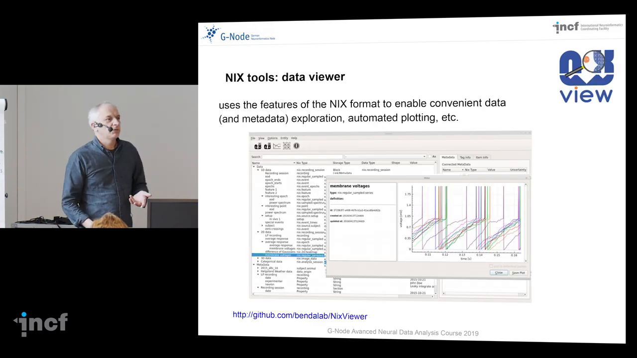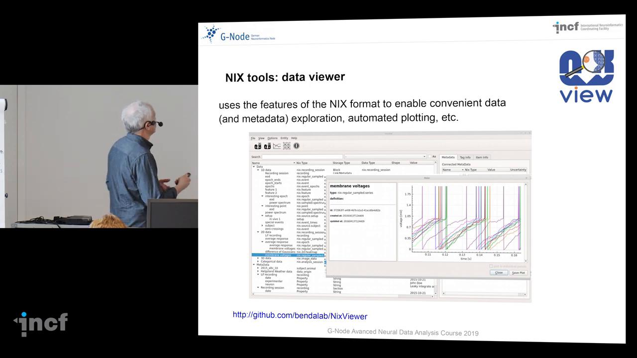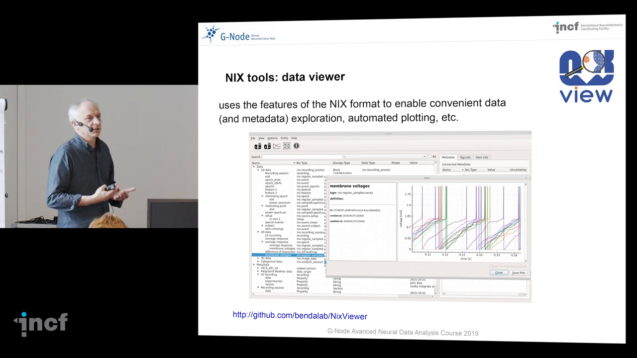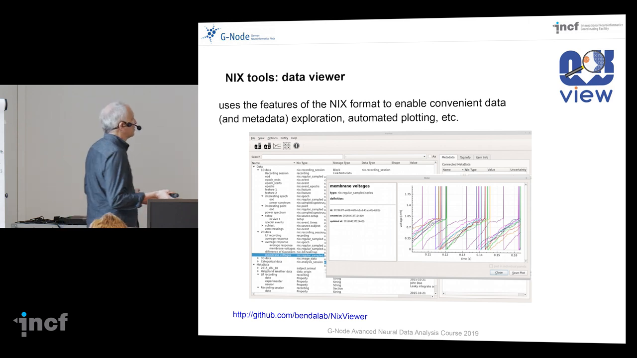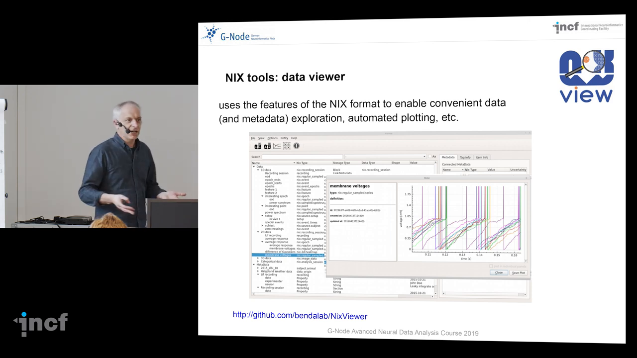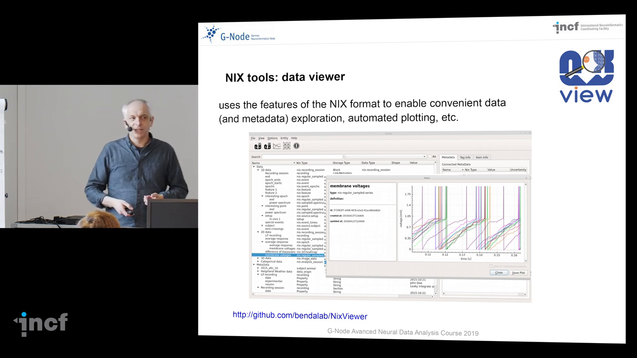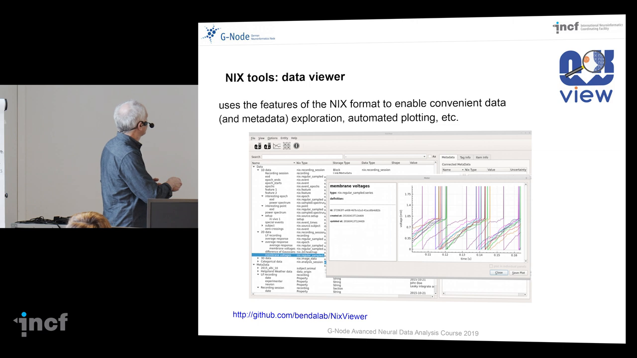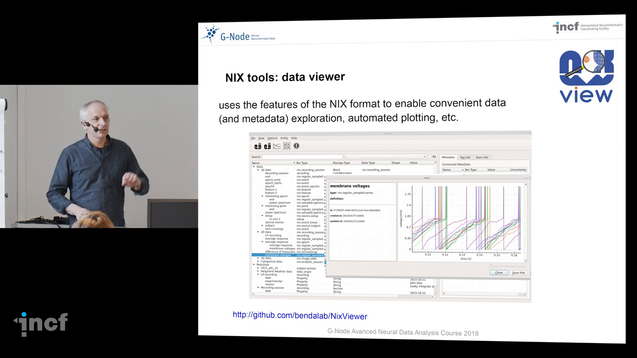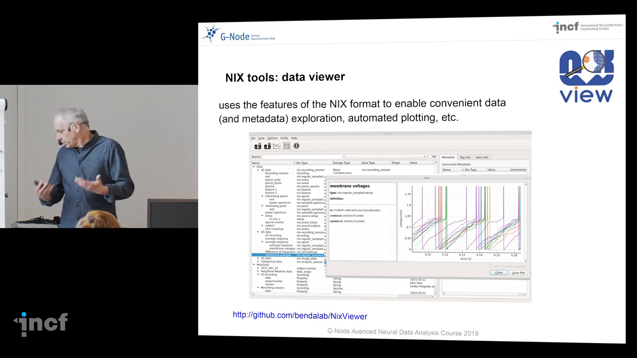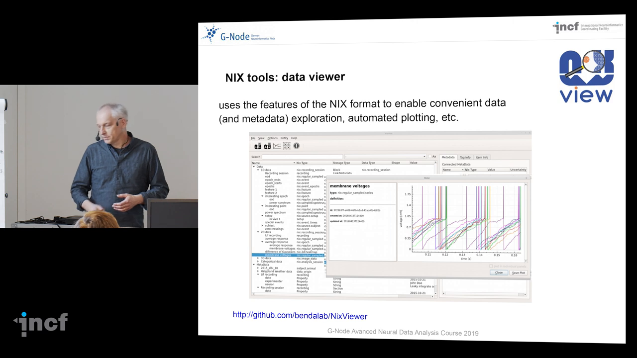For the Nix format, we also have several tools. We have, for example, this data viewer, which makes use of the features of Nix, that you have not only numbers stored, but you have really scientific data. You have quantities, and so this data viewer can automatically make a meaningful scientific plot with appropriate labels on the axis. And you can also, of course, browse the metadata and then find the corresponding data to certain metadata. So this is for manual exploration of data sets.